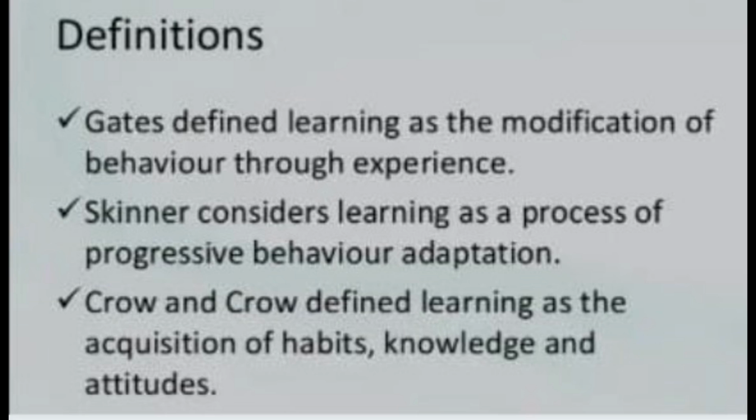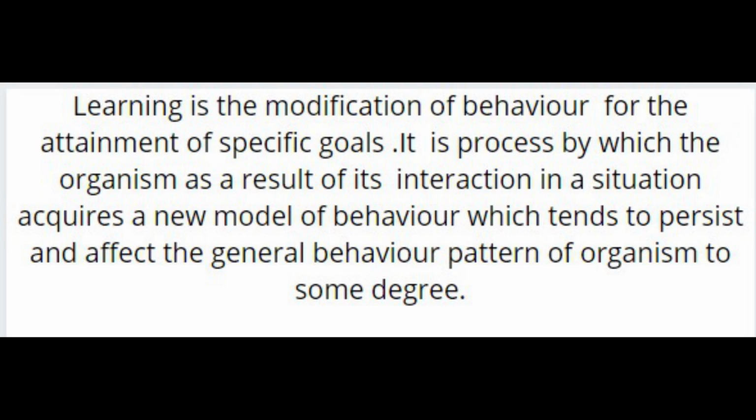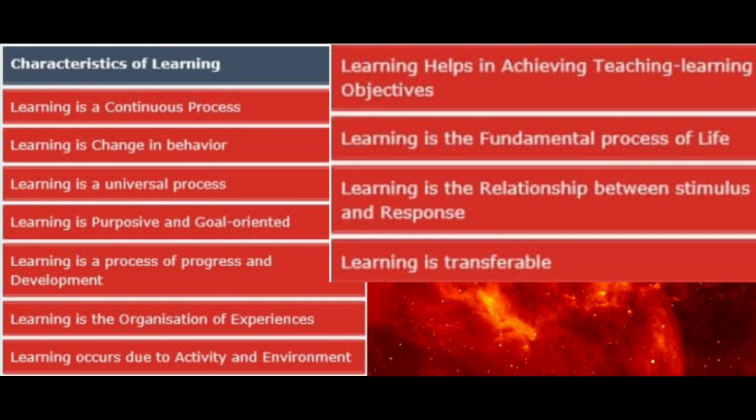Skinner considers learning as the process of progressive behavior adaptation. Crow and Crow define learning as the acquisition of habits, knowledge, and attitudes. Learning is the modification of behavior for attainment of specific goals. It is the process by which the organism, as a result of its interaction in a situation, acquires a new model of behavior which tends to persist and affect the general behavior pattern of the organism to some degree.